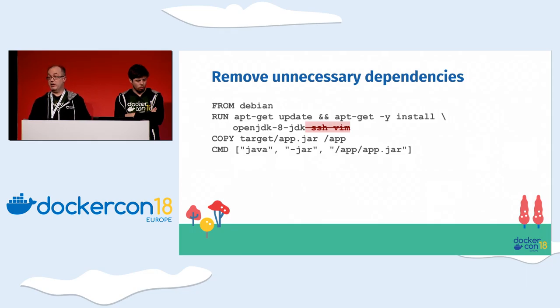They are debugging tools, and you should consider your container to be immutable. Don't ship your debugging tools in your container, because it's not what you want. If you need debugging tools, you can still docker exec into a container if there is really a critical issue. But overall, the container should be immutable, so don't ship them.